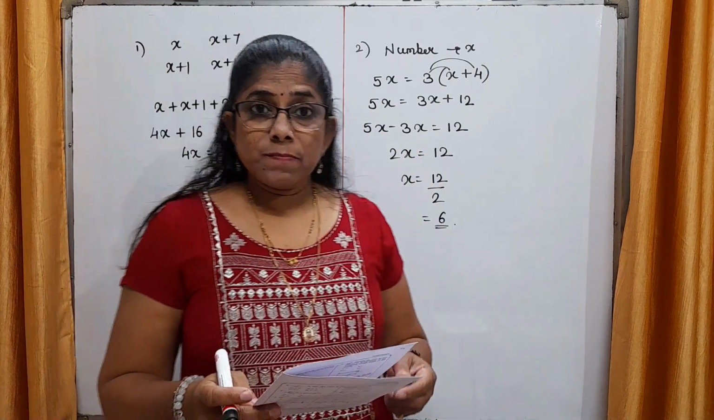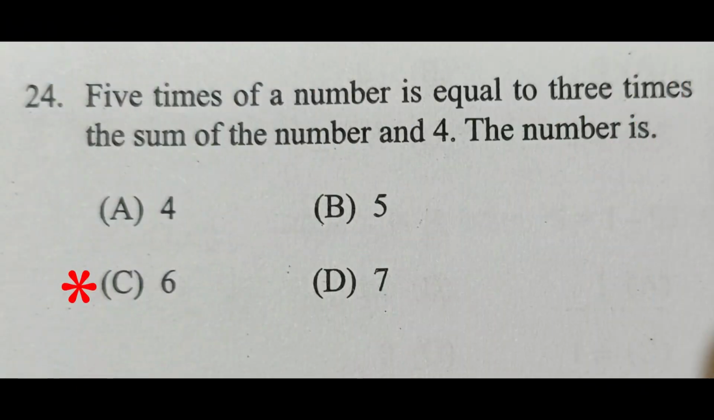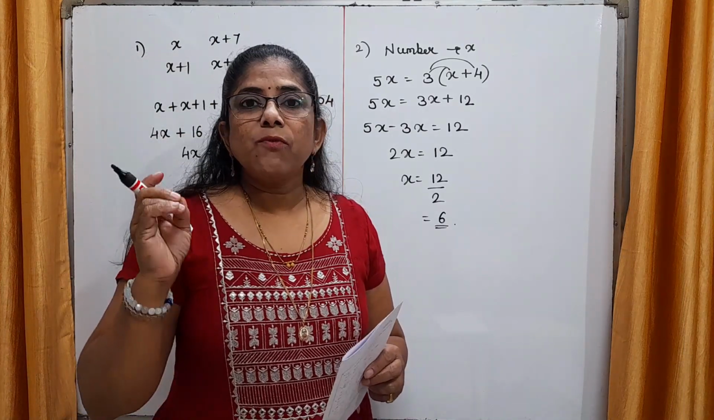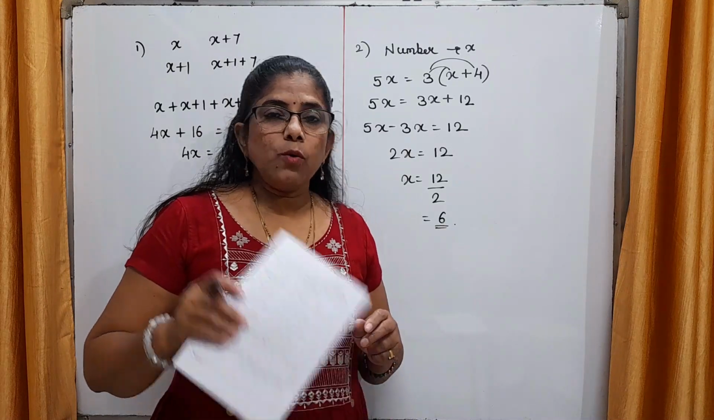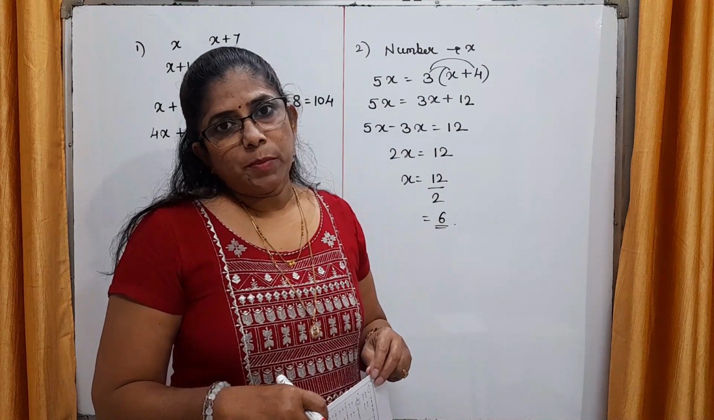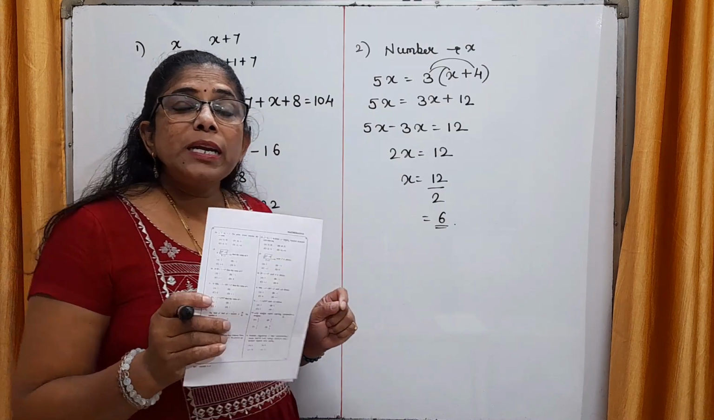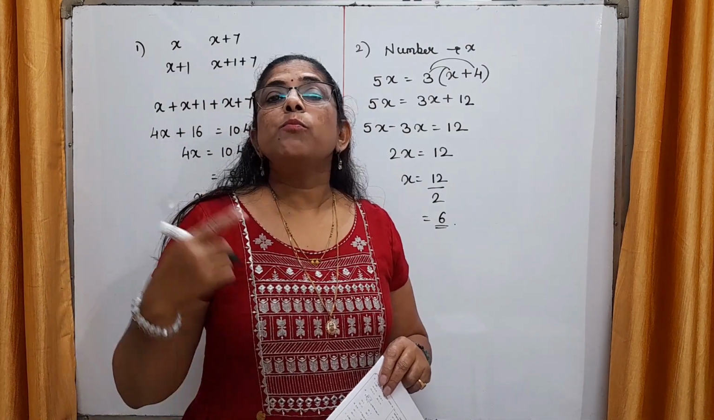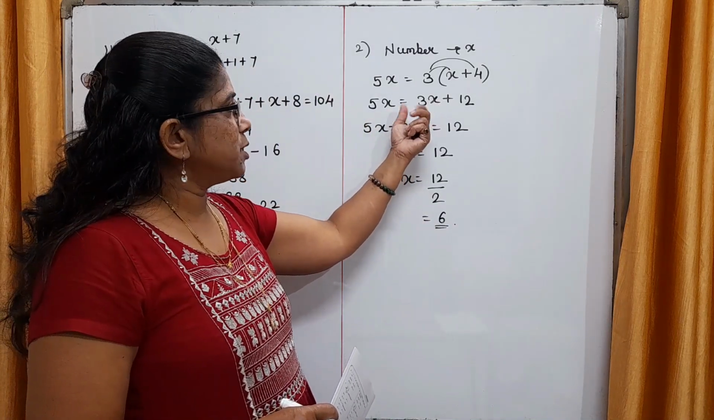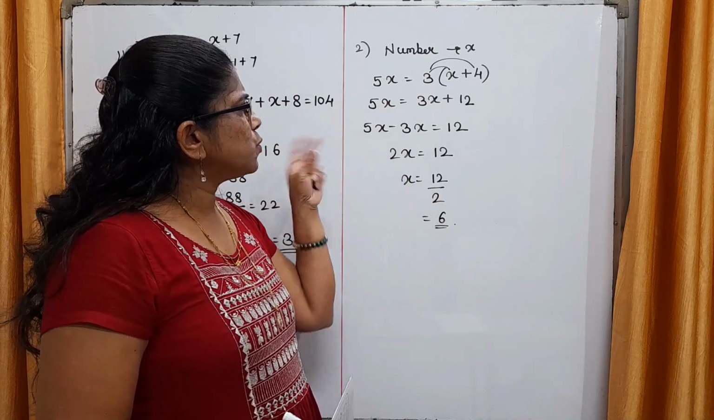So here 6 is option C. So option C is the right answer in this case. So in this way we have to solve this sum very fast. One more thing, I always tell that in such exams, make least use of pen and paper or pencil and paper. Try to do mind calculation. Train yourself to do mind calculation. Now here, right from this step, you can avoid this further solving. Okay, 5x minus 3x, 2x is equal to 12.